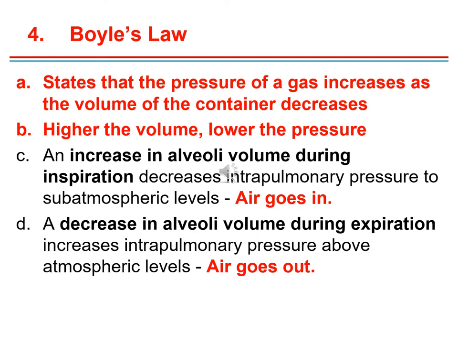An increase in lung volume during inspiration decreases the intrapulmonary pressure to below the atmospheric levels. And this is the reason why air gets into the alveoli. Now, a decrease in the lungs or alveoli volume during expiration or exhalation increases the intrapulmonary or intraalveolar pressure above the atmospheric level, and is the reason why the air gets out.